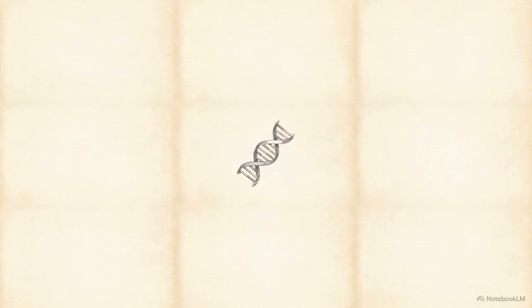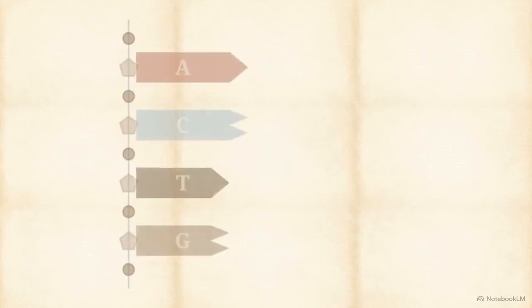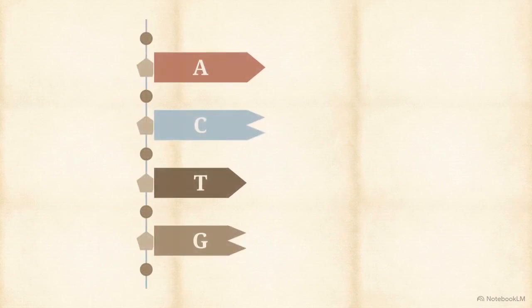Let's test this rule. You are looking at a single strand of DNA reading A, C, T, G. Pause the video right now. Predict the letters of the opposite strand and write down the exact number of hydrogen bonds between each pair.